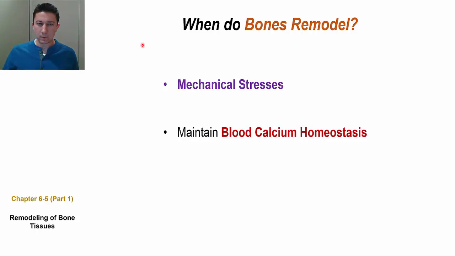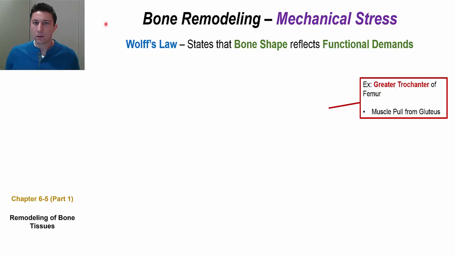Blood calcium is very similar to body temperature in that the body likes to maintain a very specific level or a very specific concentration of blood calcium, just like our body likes to maintain a very specific level of body temperature. So we'll take a look at bone remodeling under mechanical stresses. So recall that in Chapter 1 we saw this principle called the principle of complementarity, which states that function follows form.